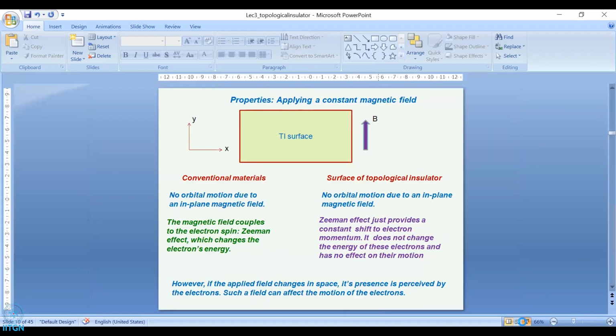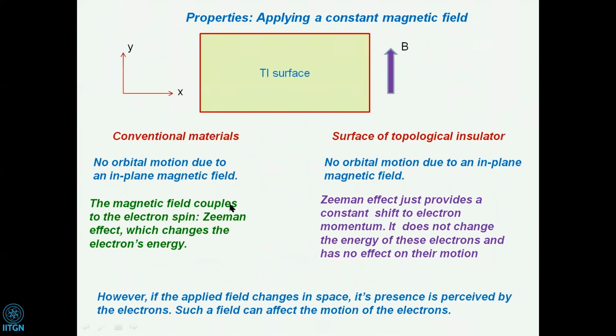Yeah, here. So you see, in a conventional two-dimensional material, if I apply a magnetic field parallel to the surface, I am not going to have any orbital motion in the in-plane magnetic field. Why not? Because I can always say that this magnetic field is described by the Z component of a vector potential, and nothing couples to Kx or Ky. So no orbital motion. Same is true for topological insulators.